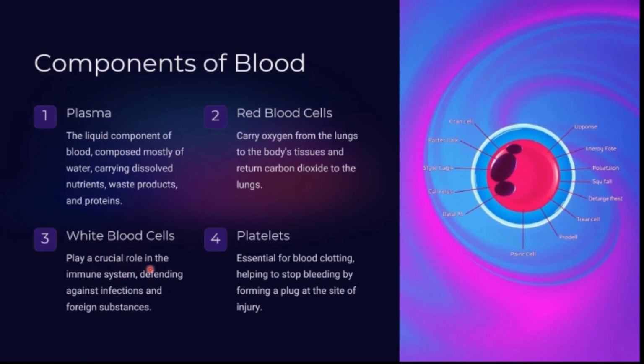They play a very crucial role in the immune system, defending against infections and foreign substances. So they are the backups of the immune system. Then platelets. They are essential for blood clotting, helping to stop bleeding by forming a plug at the site of the injury, coagulation. So these are the components of the blood. We'll see them further in detail one by one.